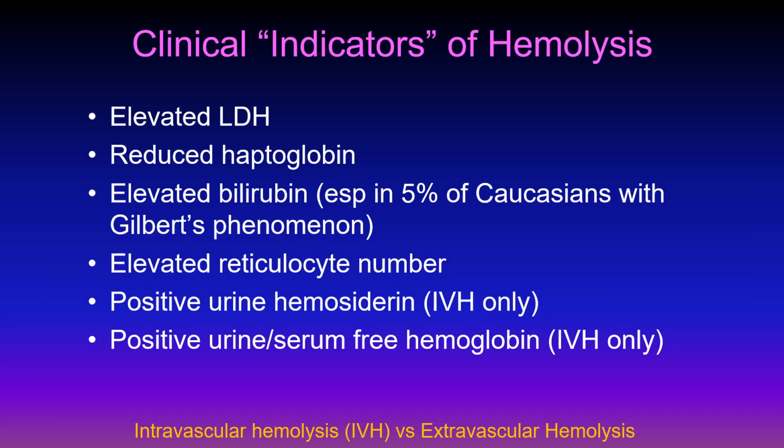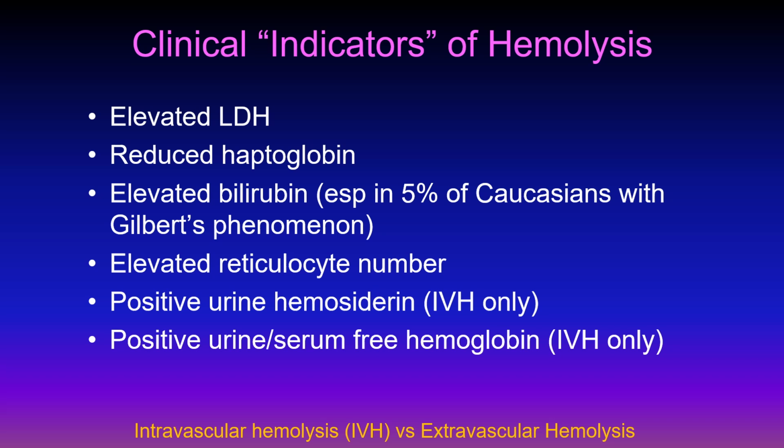So the clinical indicators of hemolysis are an increased LDH, a reduced haptoglobin, an increased bilirubin, particularly in the Caucasian patients who have this thing called Gilbert's phenomenon, and that's why this condition is picked up much more commonly in this class of patients. The number of new red cells called reticulocytes may increase, and in patients who destroy blood, particularly if it's destroyed inside your blood vessel and not outside your blood vessel, such as in the spleen, we can see increases in hemosiderin, which is a urine test, and we can also measure in your urine or serum free hemoglobin. This happens when we have what's called intravascular hemolysis.